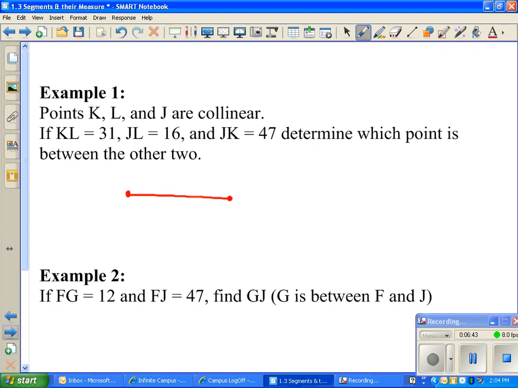It says if KL is 31, JL is 16, and JK is 47, determine which point is between the other two. What are my two endpoints? Okay, endpoints are just a point. So what are my two endpoints? Okay, JK and JL, that's 3 points you just gave me. You gave me J twice and L and K. Just the J and the K. Those are my endpoints. Now, how did you know they were my endpoints?